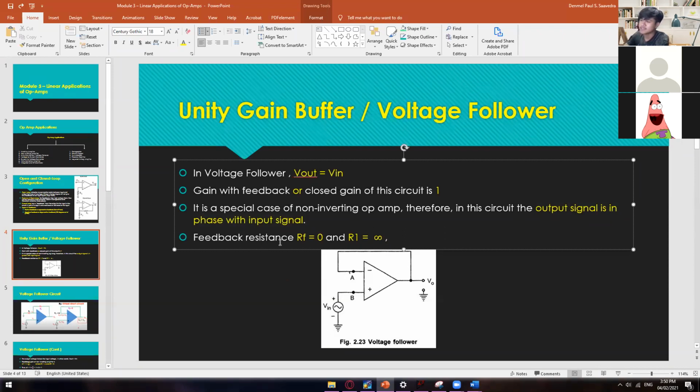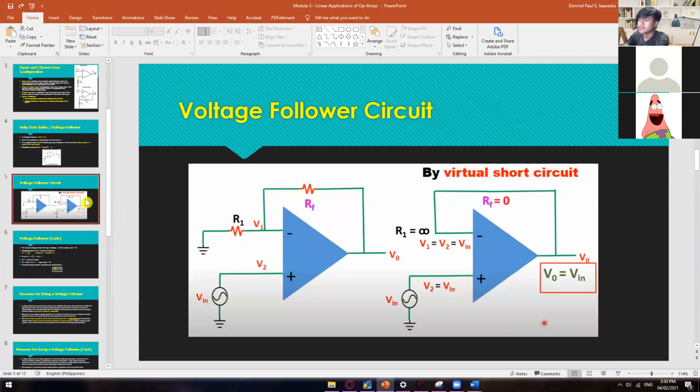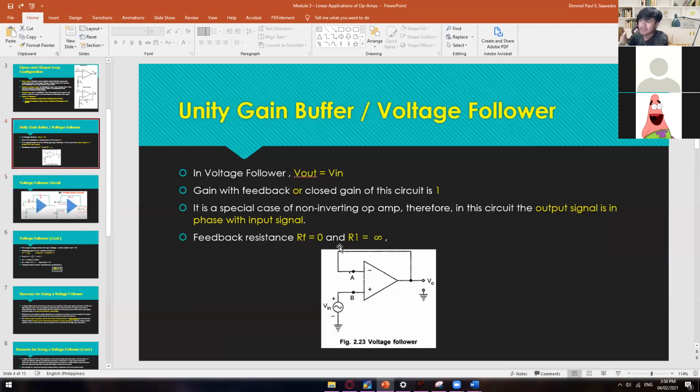So feedback resistance RF is equal to 0. Okay? And then R1 is equal to infinite. Okay, that's the default value when it comes to having a voltage follower. So that is why if ever you're going to use a formula later on, which is it in here? Yeah, it's in there. Okay, you will get the same input or the same output. Okay? It's always like that the case. So V in is equal to V out.